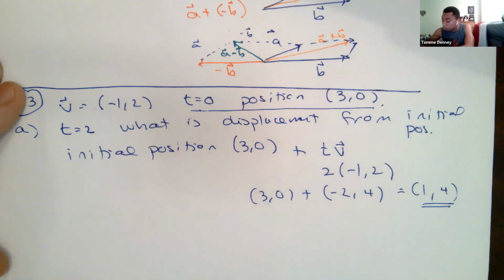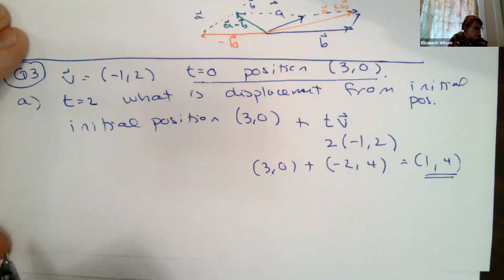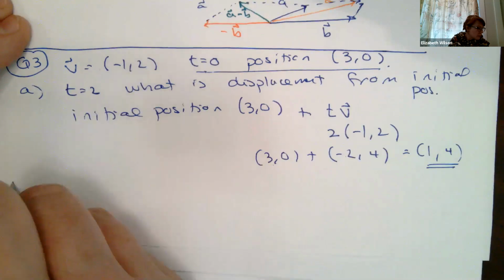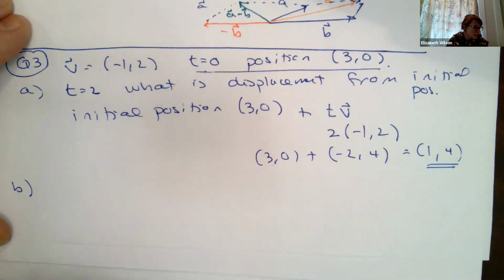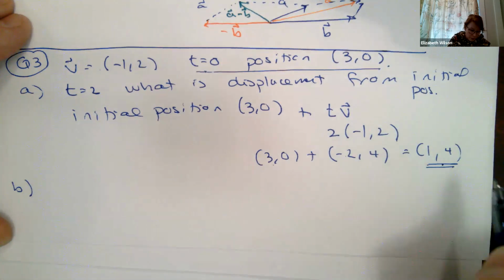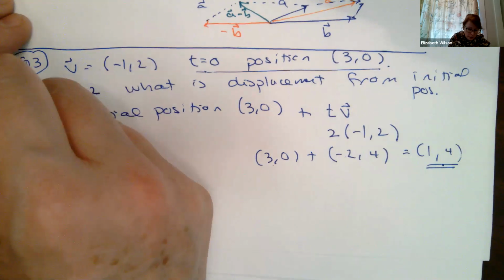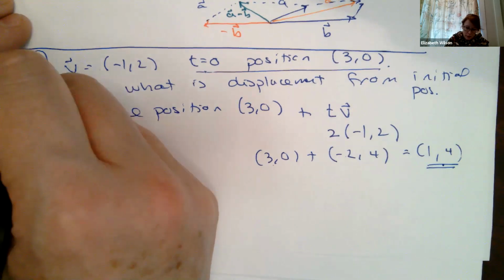And for part B, B says at time t equals 2, what is the object's, oh, whoops, sorry, this is actually part B. Yeah, I answered B first, sorry. This is B, my bad. I answered B first, and this is A. So B, this is our position.